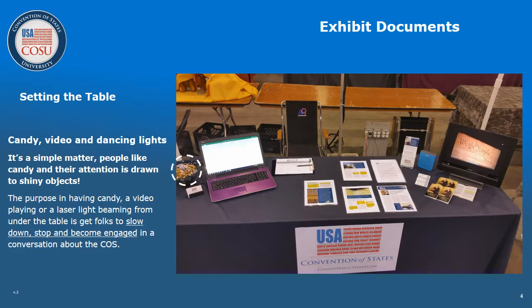Now, on that note, there are three elements at the table that are there to have people slow down, stop, and become engaged. The video running is to catch their attention and have them wonder what that's about. The laser light, beaming light from underneath the table, is to have them slow down, stop, and wonder what that is. And the candy at the table is for the purpose of having them slow down to get a piece of candy. The purpose of all three is the same. Slow down, stop, and become engaged in a conversation about Convention of States.